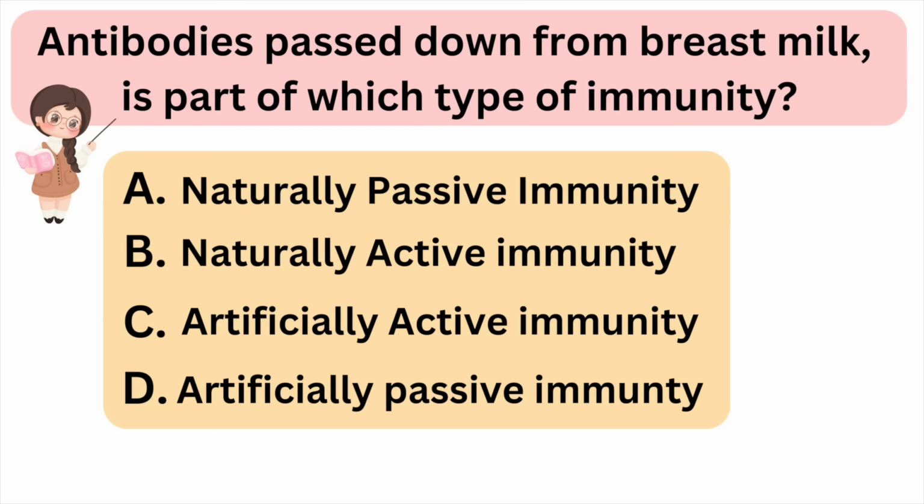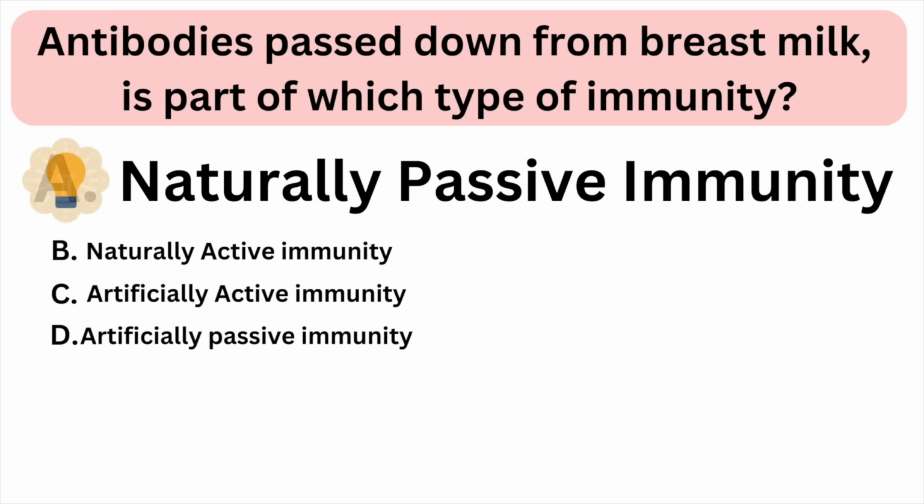Alrighty guys, question number 9. Antibodies passed down from breast milk is part of which type of immunity? A, naturally passive immunity, B, naturally active immunity, C, artificially active immunity, or D, artificially passive immunity. Our answer here is naturally passive immunity.